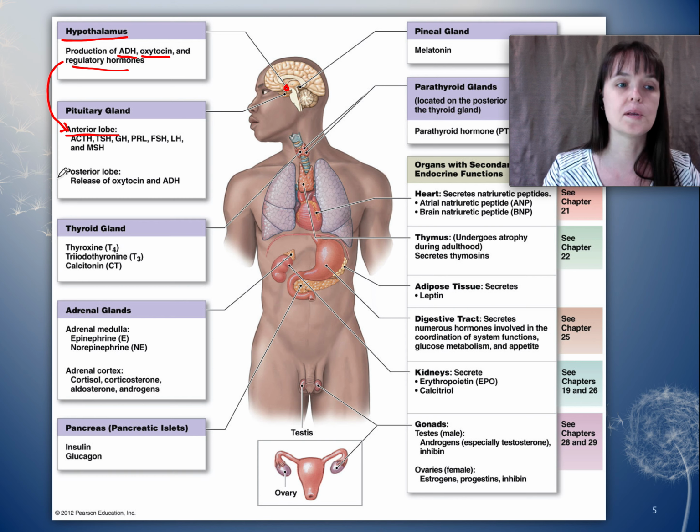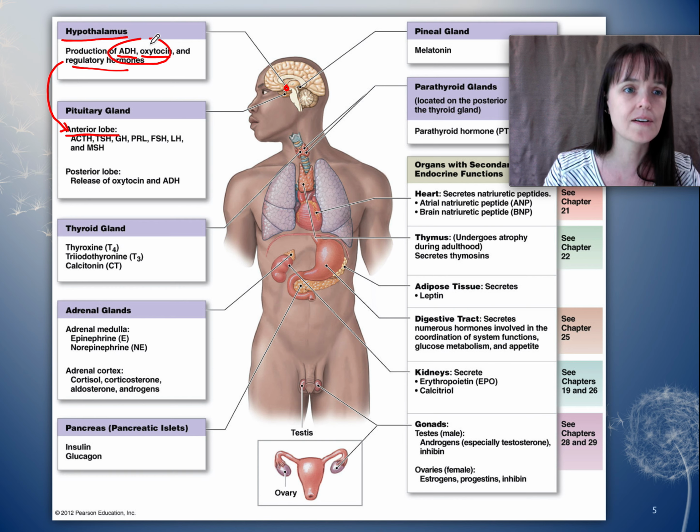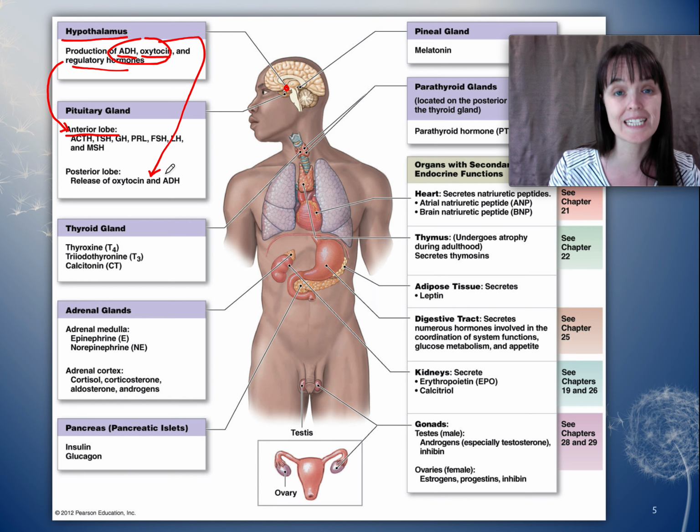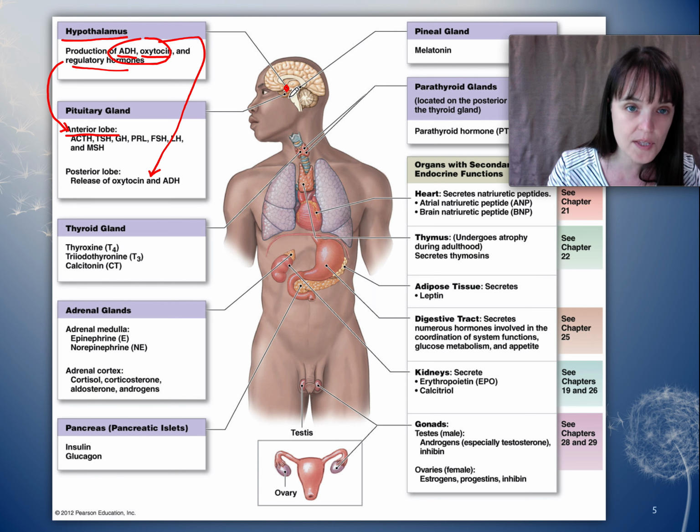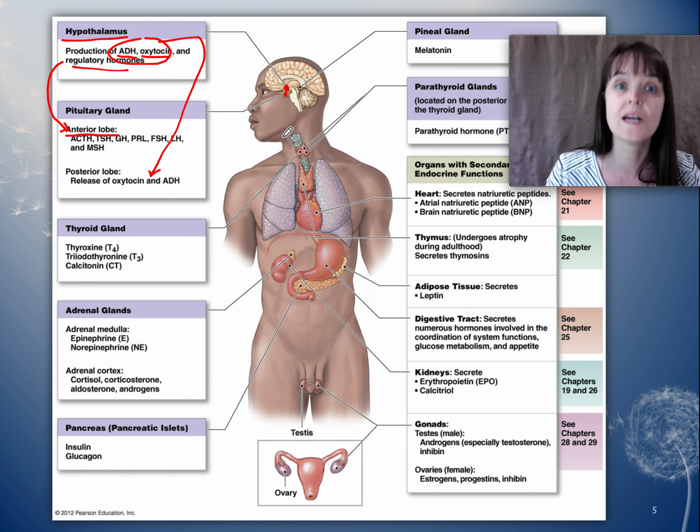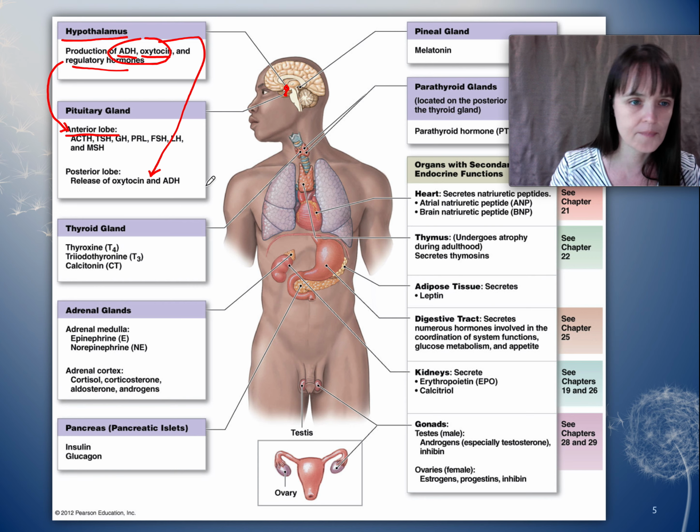The posterior lobe does not make any hormone, it only releases hormones. It doesn't secrete them because it doesn't make them. So the hormones that it releases are the two made by the hypothalamus. There are actually neurons that go from the hypothalamus down the infundibulum into the posterior lobe of the pituitary gland, where it releases those two hormones. From different bits, but you understand.